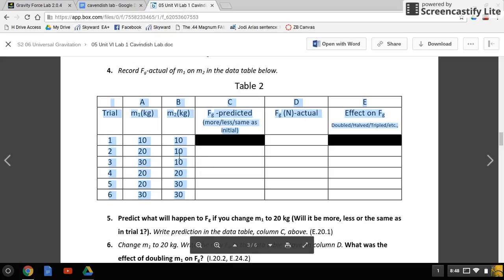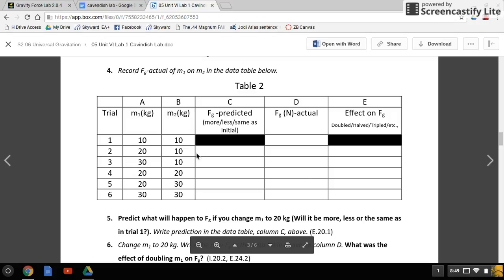The whole goal here is to figure out what happens when we change the masses. We're going to predict what happens to the force. Is it going to be more or less or the same as the initial amount? Then we'll actually do it and record the amount, and then we'll figure out if it's doubled, halved, or tripled, or quadrupled, whatever it might be. There's a little trick to that, and I'll show you that in a second.